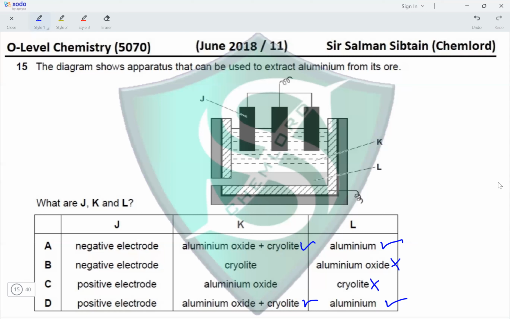Anode is the positive terminal. A states J as the negative terminal, making it incorrect. D states J as the positive terminal, making it correct. Therefore, D is the correct option for this question.